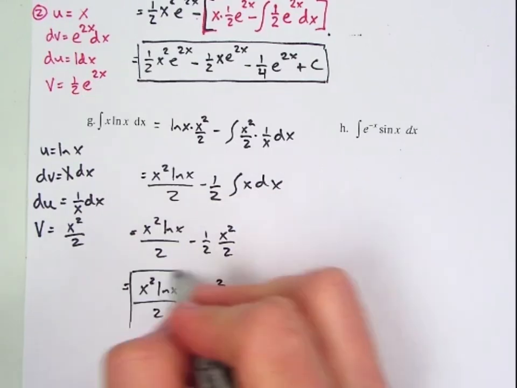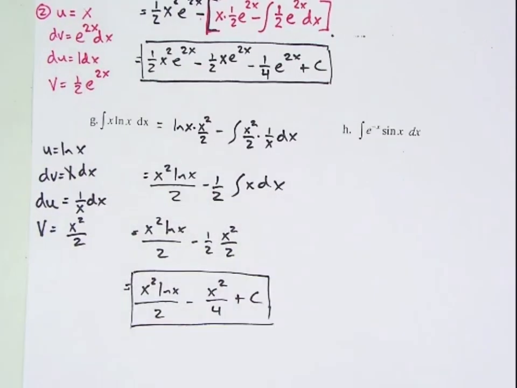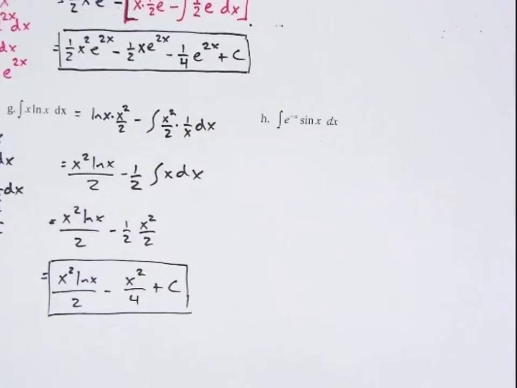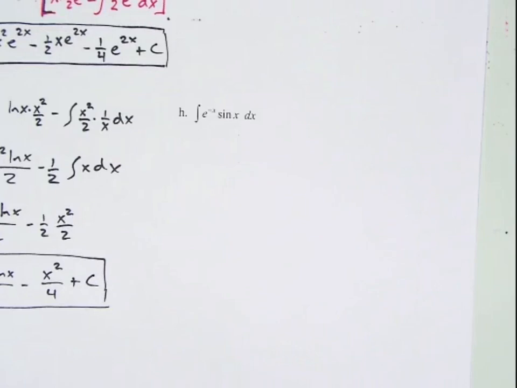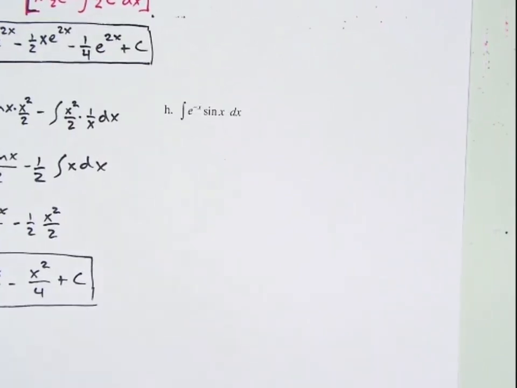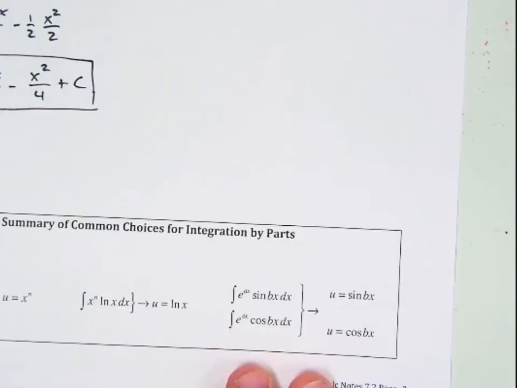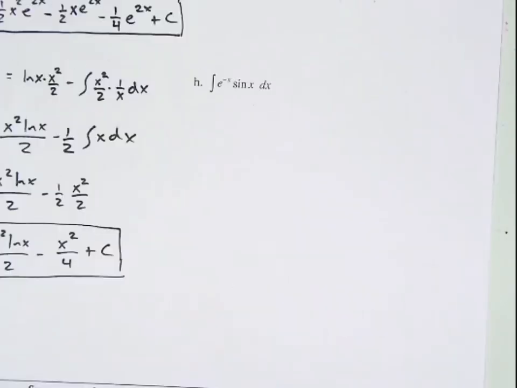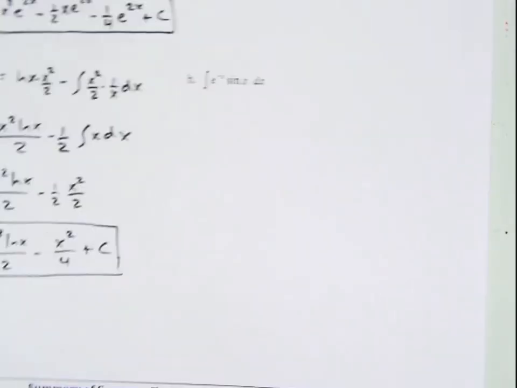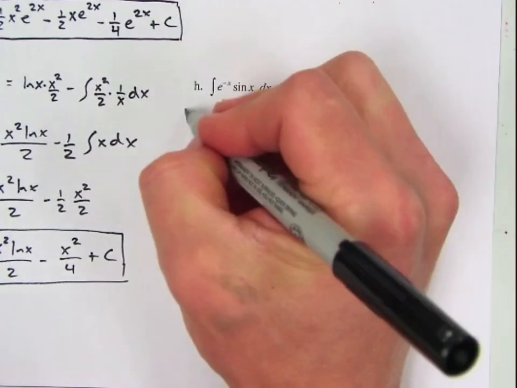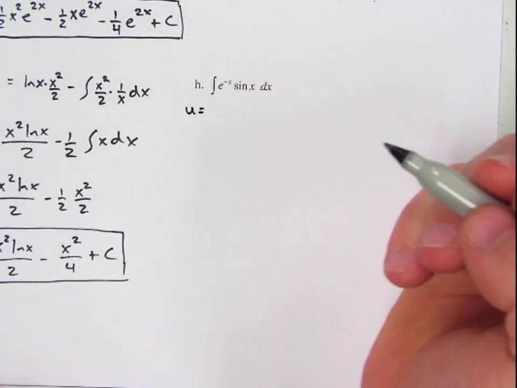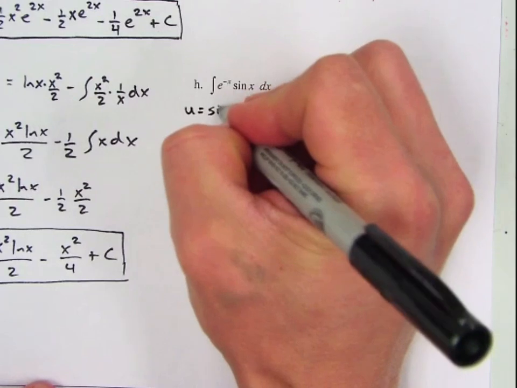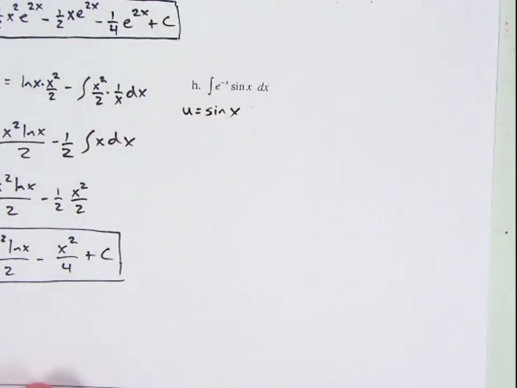All right, so we've gotten a little bit of practice here. Now we're going to have a fun one, a tricky one to take us home. Looking at this one in our cheat sheet, it's e and a sine, so we're going to make sine the u. I love math, it just sounds like you're speaking a foreign language.